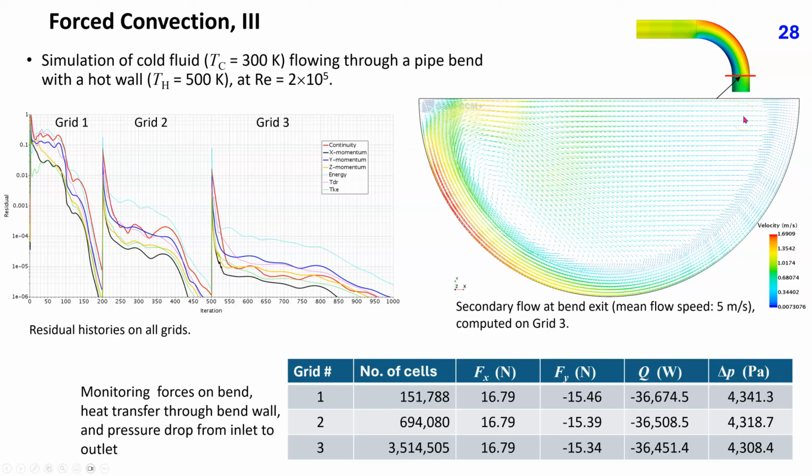down along the way. Forces on the bend, heat transfer through the bend wall, and pressure drop from inlet to outlet were monitored and compared for all grids in this table. The difference between solutions is surprisingly small. The heat transfer through the hot bend wall differs between solutions on grids 2 and 3 by only 0.16%.